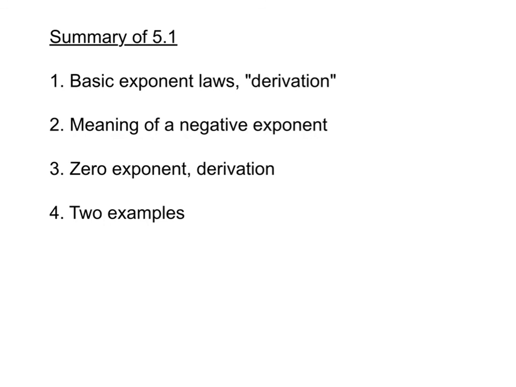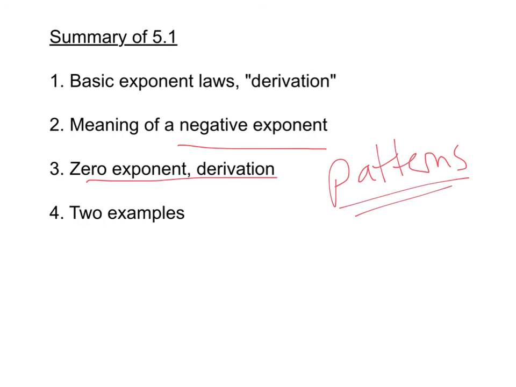In this lesson, we looked at basic exponent laws, and we did some quote-unquote derivations by looking at examples and seeing what pattern emerged. We then defined the meaning of a negative exponent, and we explained that it has nothing to do with multiplying by a negative number. It just has to do with moving the location of the exponent. Thirdly, we looked at a zero exponent, and we derived that. We explained where that came from, the pattern, and negative exponents also come from following that same pattern. Mathematicians like patterns and following patterns to keep things coherent. And then finally, we looked at two examples on simplifying with exponent laws.